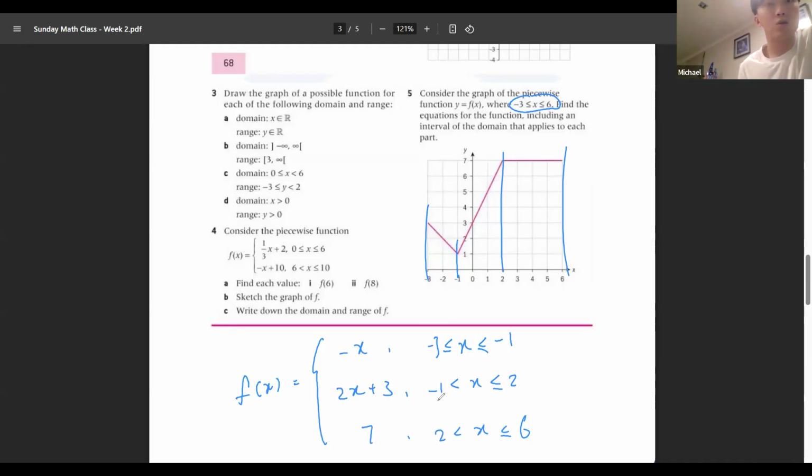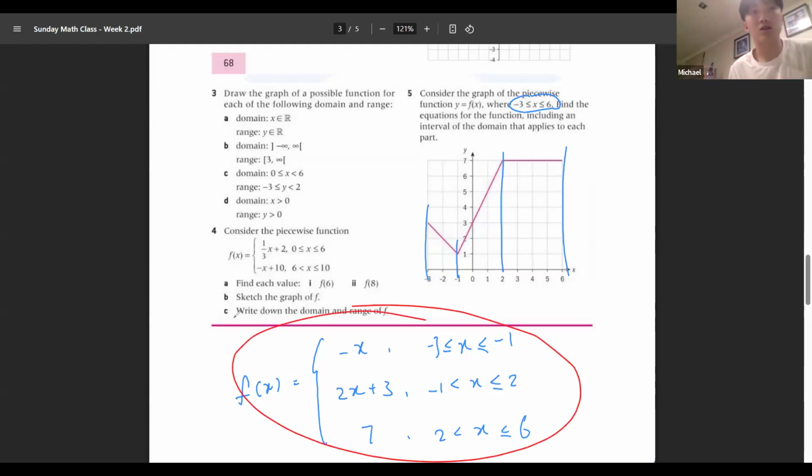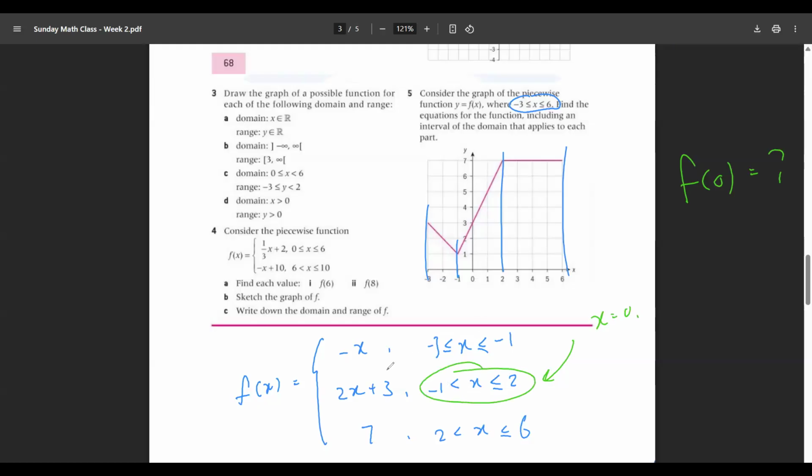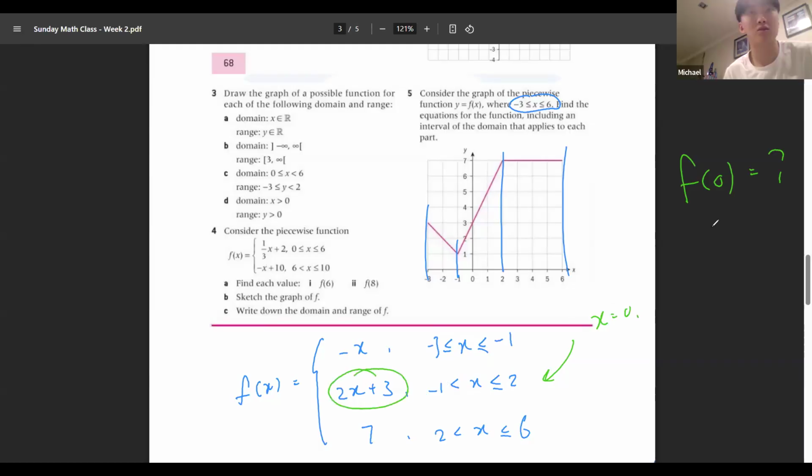Now once you got this whole thing, you can read it through. Let's say I got this function and I don't even have the graph. What is my function when x is 0? You'd say, okay, 0 belongs between here, and in that case, what am I going to get? f(0) equals 3, which is correct.